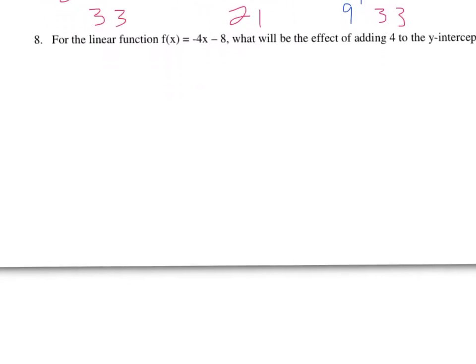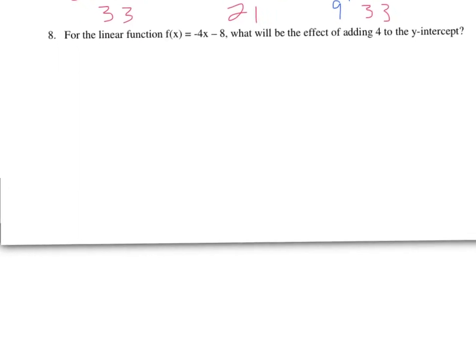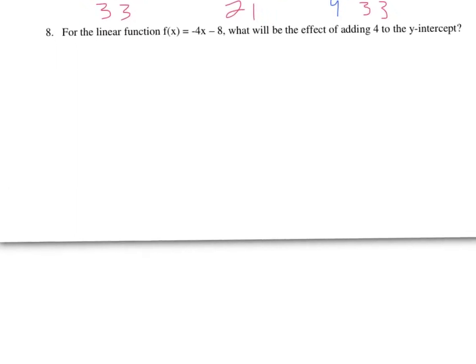And number 8, for the linear function f of x equals negative 4x minus 8, what will be the effect of adding 4 to the y-intercept? Okay, when we're looking at an equation, this is just like y equals again. So it's y equals negative 4x minus 8. And when we're looking at it in slope-intercept form, the m represents the slope, so the number in front of the x that's being multiplied by x represents the slope, and the number at the end is representing our y-intercept.